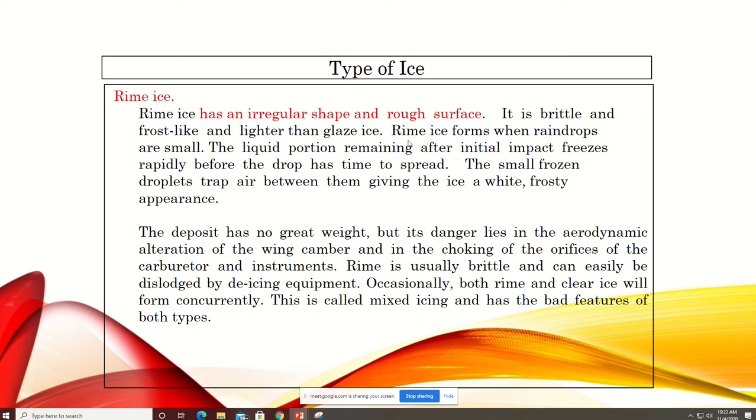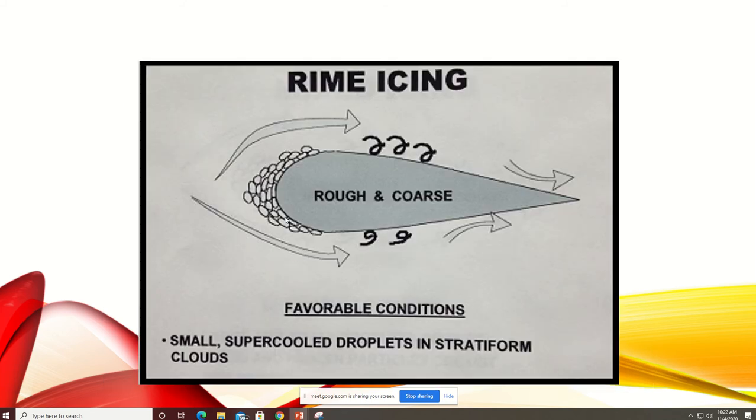Okay, that's the idea of rime ice. It is brittle, frost-like and lighter than glazed ice. This is just for explanation. So this is rime ice.